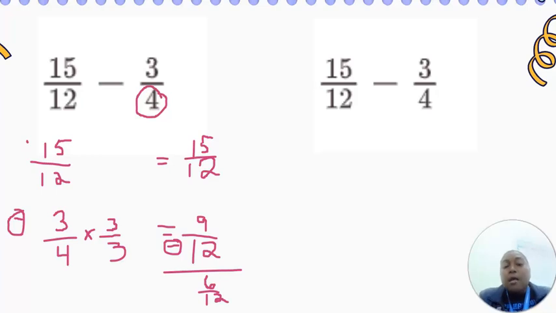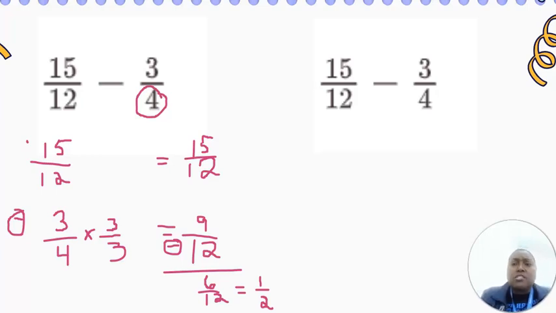Okay? Here's our problem again. We have 6 over 12, and we should already know that 6 is 1/2 of 12. So you can see either one of those 2 answers. You could see it as 6/12, or you could see it as 1/2 on your test.